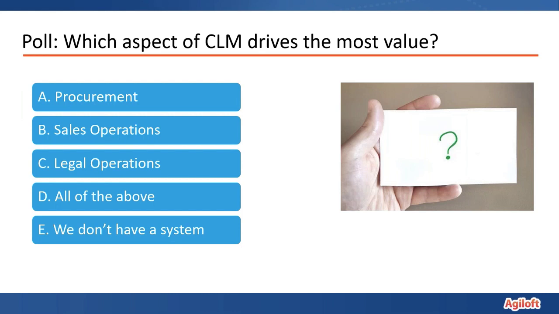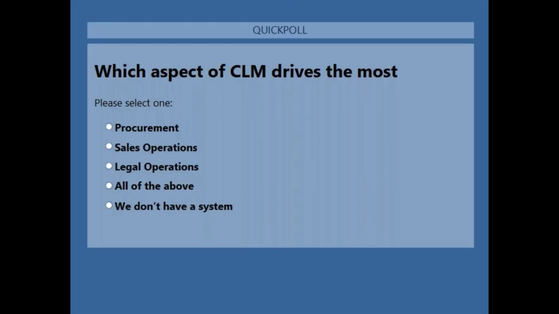So before we get to questions though, quick poll, and it will have to be quick. Which aspects of CLM drives the most value? So this is based on your experience as practitioners. So is it procurement? Is it sales operations? Is it legal operations? Is it the cop-out all of the above? Or is it the realization we don't have a CLM system in place to be able to derive these values? So if you could please, the poll is now open for your votes.